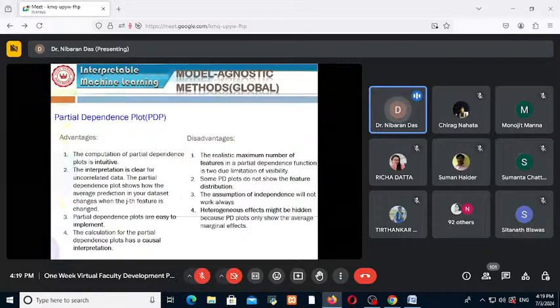Some partial dependence plots do not show the feature distribution. The assumption of independence will not always work. Heterogeneous effects might be hidden because partial dependence plots only show the average marginal effects.